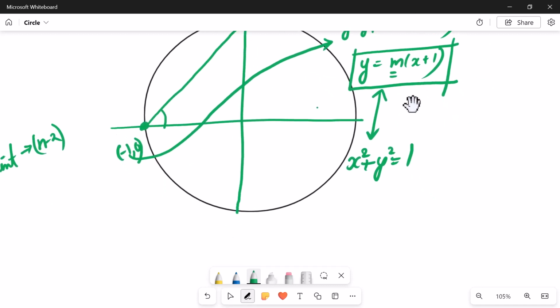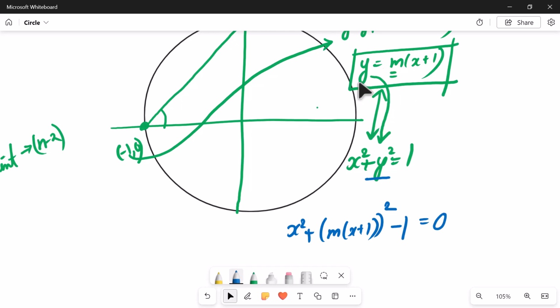So for that, we'll substitute y from the equation of the line into this equation of the circle, and it will become x squared plus, if we replace y in this place, m times x plus 1 the whole squared minus 1 equals 0.